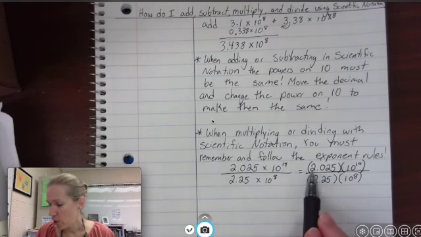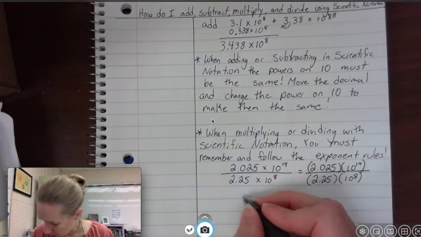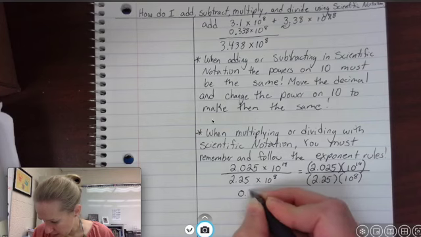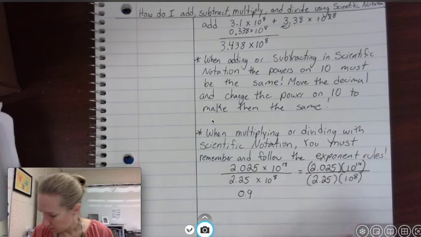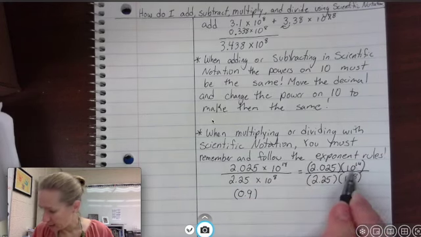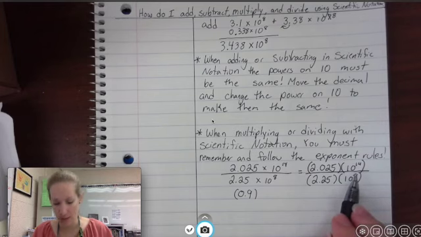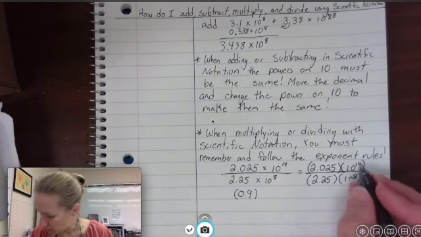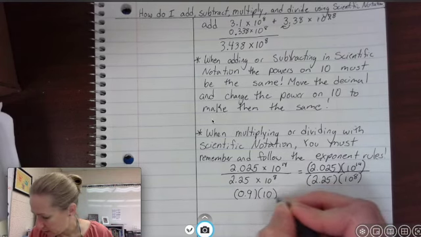So if we take 2.025 divided by 2.25, we are going to get 0.9. And then if we take 10 to the 14th divided by 10 to the 8th. Now, remember, when we're dividing like bases, we subtract the powers. So that's going to be 14 minus 8, which is going to get us 10 to the 6th.